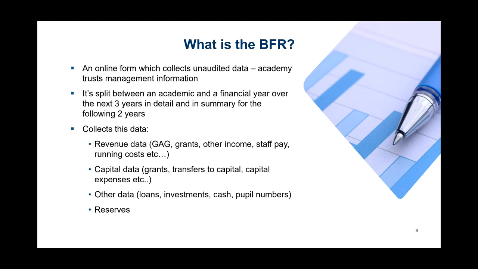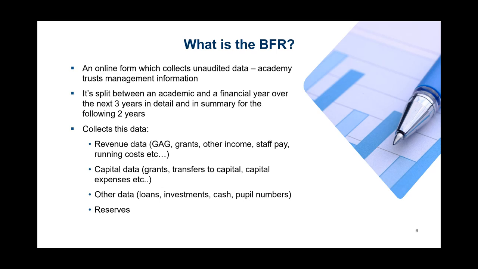The financial year is obviously from April to March, and the academic year is from September to August. Each year is broken up into three boxes. It covers 3 years in detail and 2 in summary. The 3 years in detail are the previous year, the current year, and next year. And the 2 years in summary are the following 2 years.